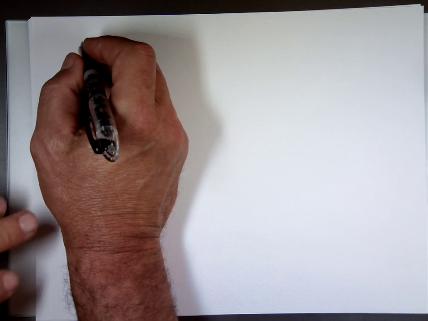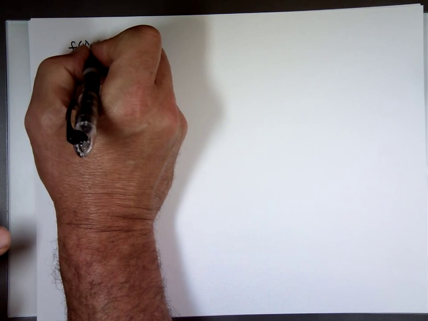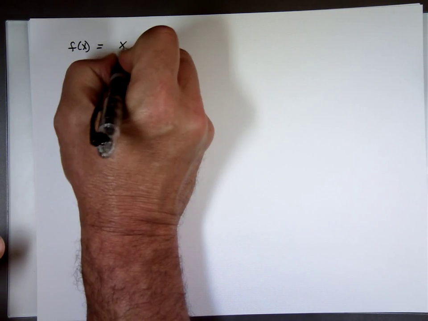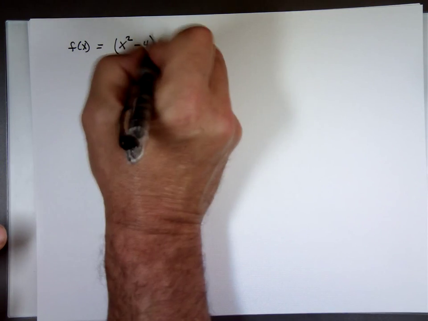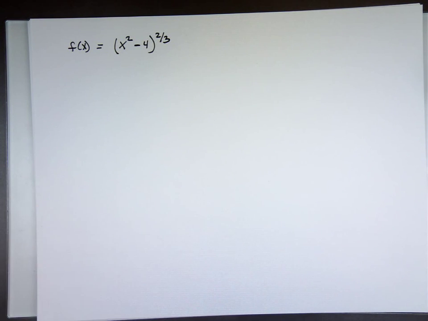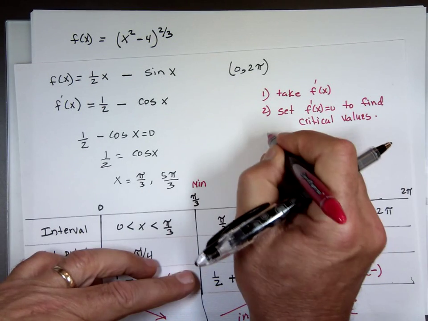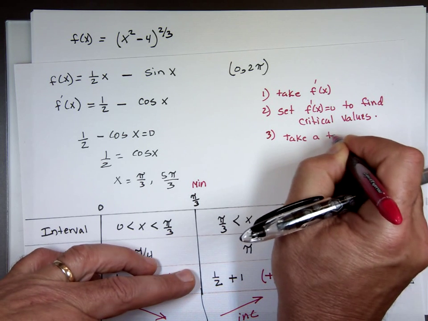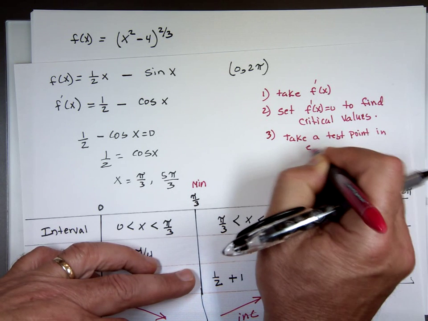f of x equals (x squared minus 4) to the power of 2/3. So follow this step. I forgot to write the third step, which is: take a test point in each interval.